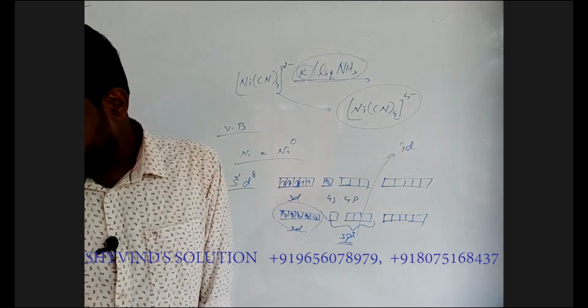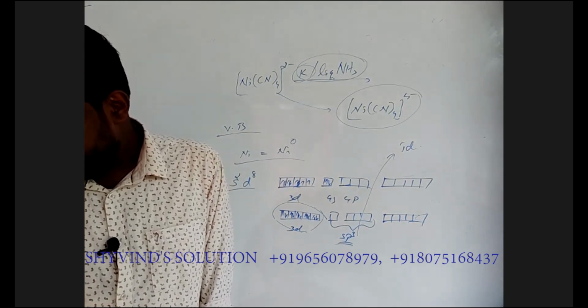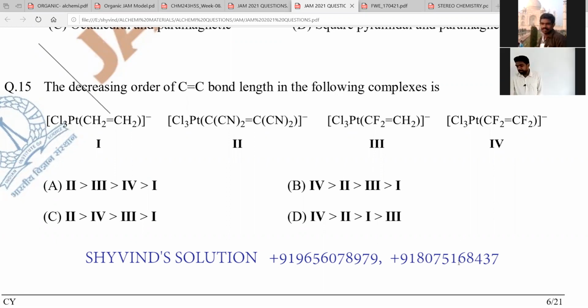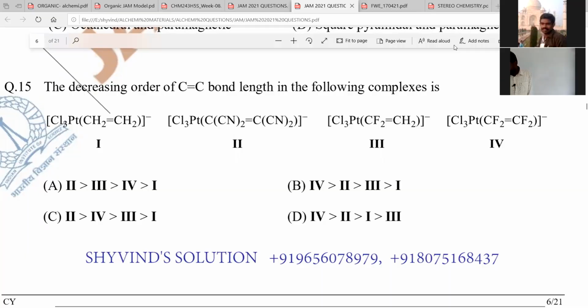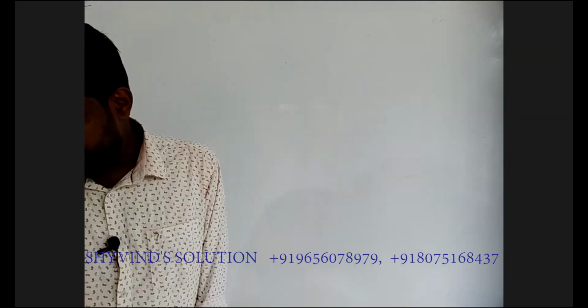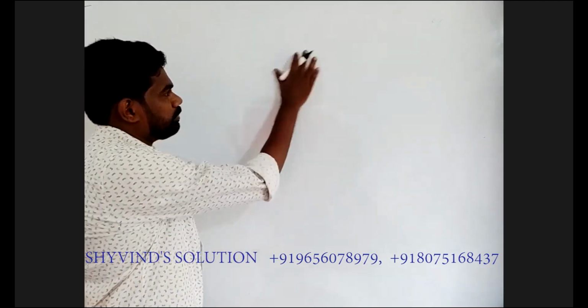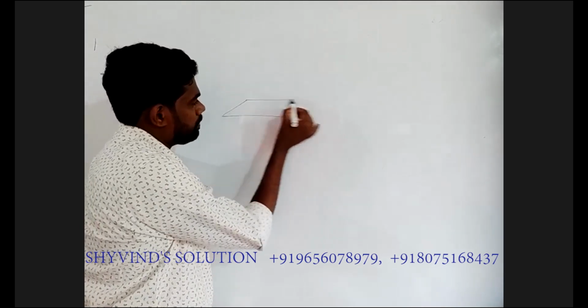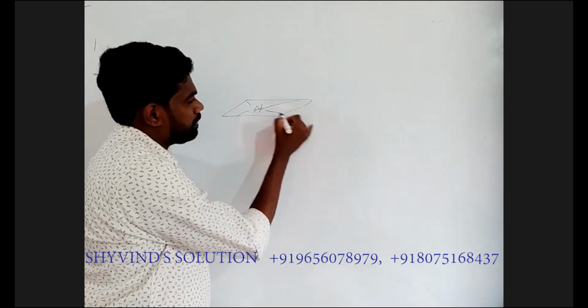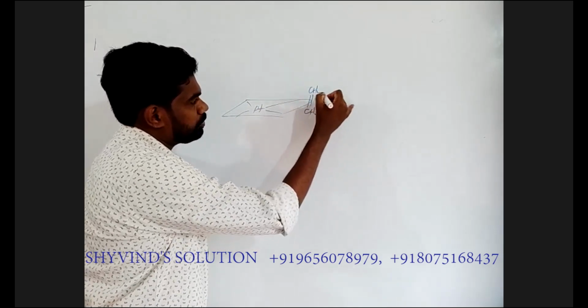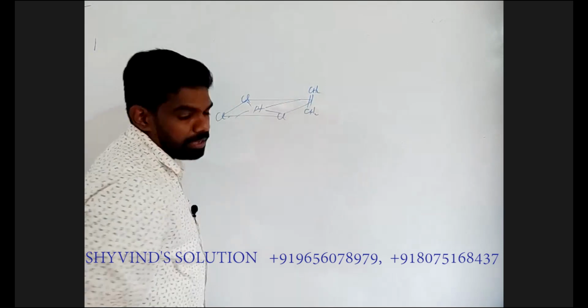Now let's move on to question number 15. The decreasing order of C=C bond length in the following complex is. Okay. So this is also a very good question. Now let's see how to do this. So to solve this, the question is from Zeise's salt. The structure of Zeise's salt is this one. Pt, CH2, Cl, Cl, Cl. Okay.